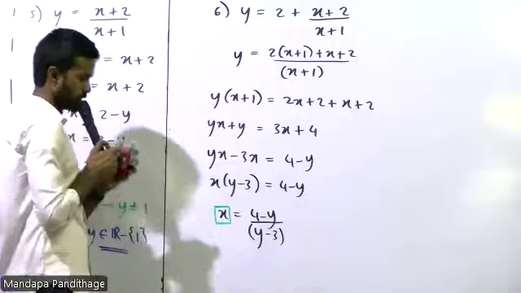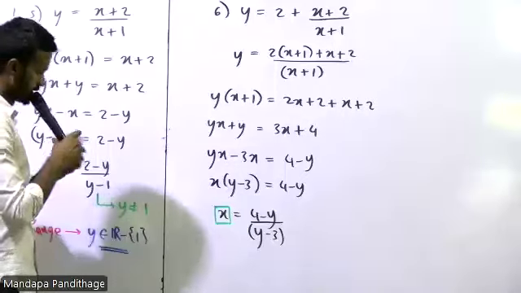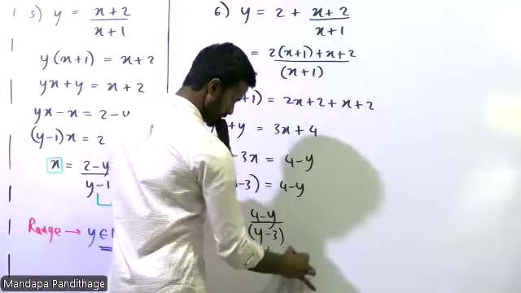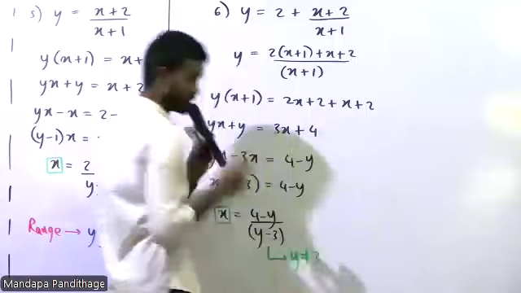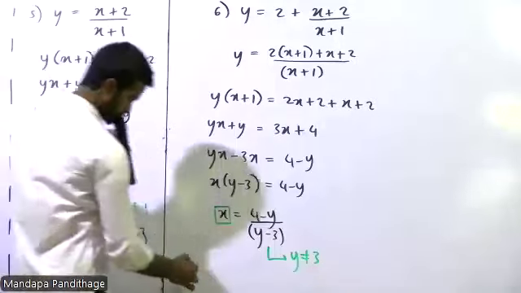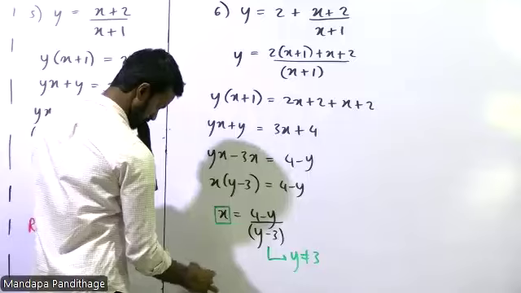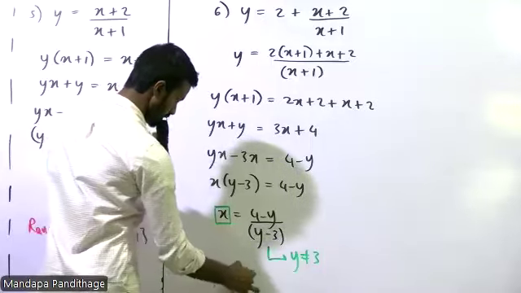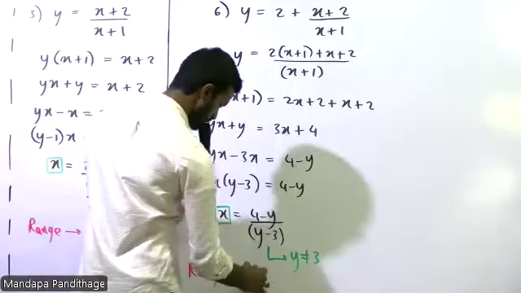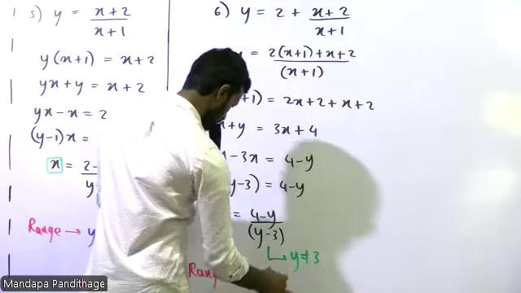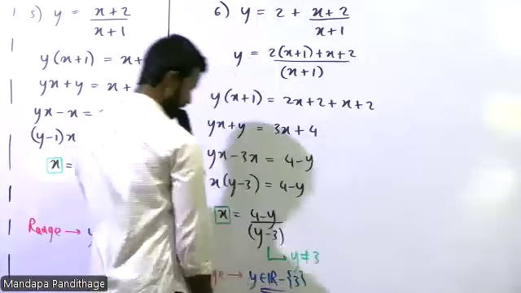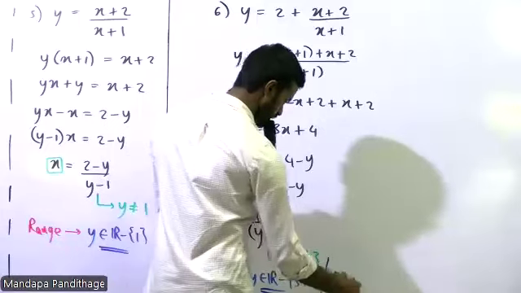4 minus y over y minus 3. Then it is clear the denominator can't be equal to 0. So y is not equal to 3. Clear? Got it? Okay. So then what is your range? Your range can be any value, but it can't be 3. So excluding 3.